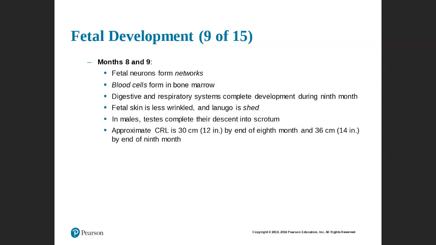And then 8th month and 9th month, that's when the fetal neurons form networks, these nerve plexuses, and blood cells form in the bone marrow. Digestive and respiratory systems also complete development during the 9th month. Fetal skin is less wrinkled and the lanugo is shed. In males, the testes will complete their descent into the scrotum. Approximate CRL is about 30 centimeters, 12 inches, a foot, by the end of the 8th month, and about 36 centimeters, 14 inches, by the end of the 9th month.